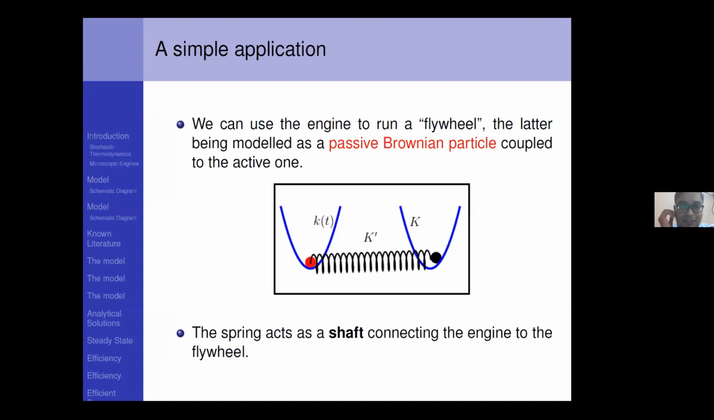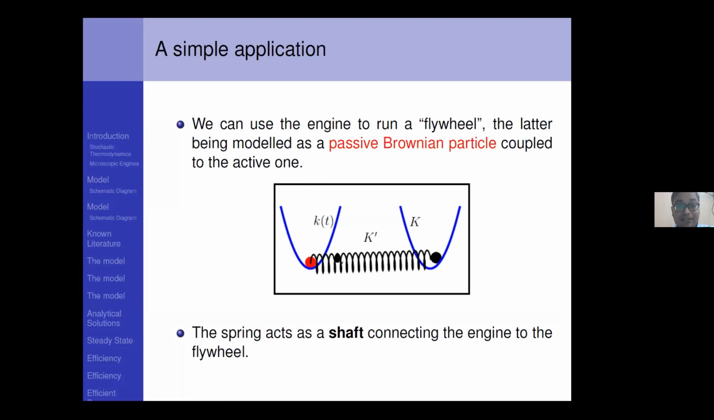This is the simplest one-dimensional analog of a flywheel that we could conceive of. The flywheel is basically another Brownian particle, but it is not active. It's a passive Brownian particle within another trap. So this trap pins this particle to within some boundaries, and this trap is also not changing with time. This is a constant stiffness constant.